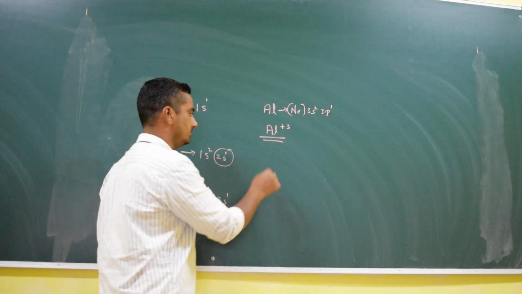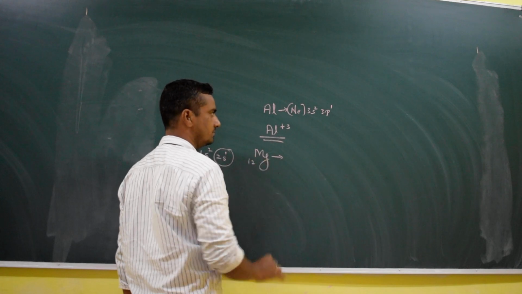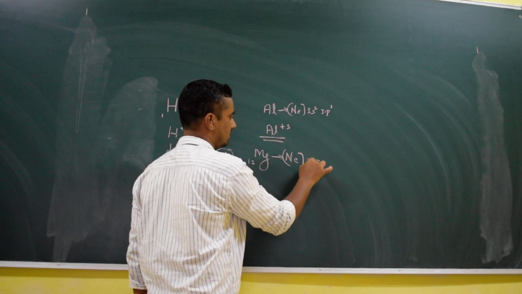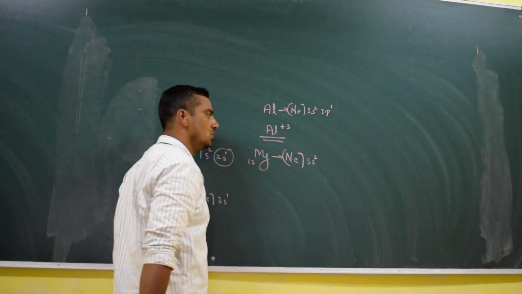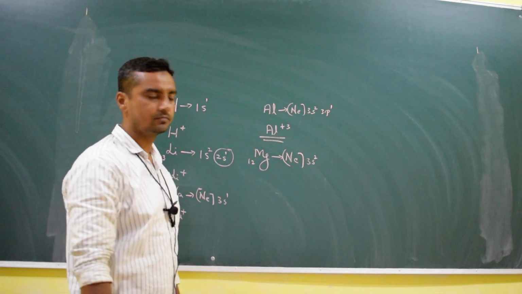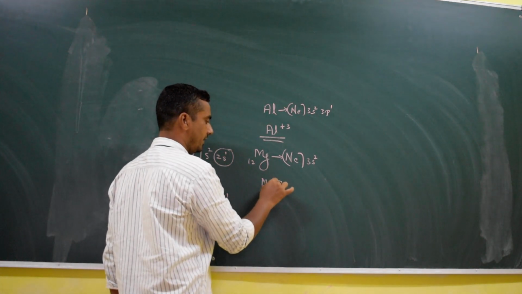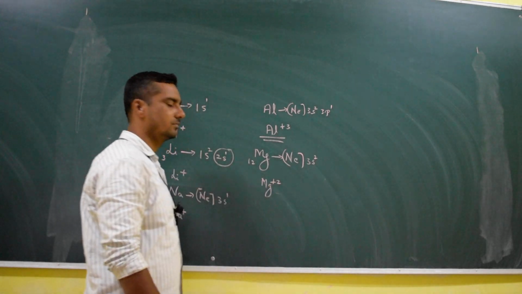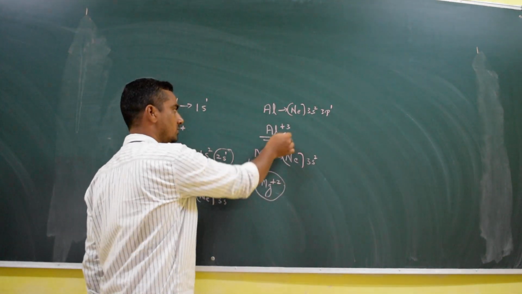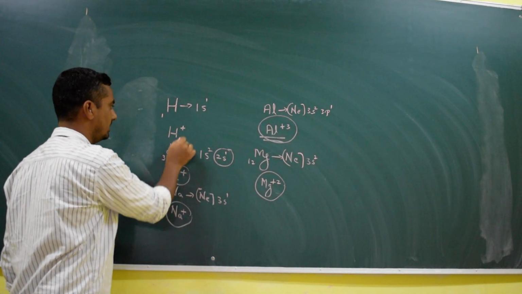Come to magnesium. Magnesium, atomic number is 12. So the neon, that is 10, and 3s2. So how many electrons can we remove? We can remove the 2 electrons. After removing the 2 electrons, it will become Mg plus 2. Right. So it is also a cation. So this is a cation, this is a cation, and this is a cation. These are the cations.